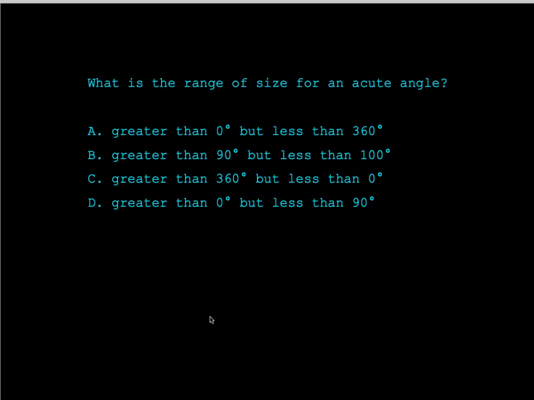What is the range of size for an acute angle? Is it A, greater than 0 but less than 360 degrees? Is it B, greater than 90 but less than 100 degrees? Is it C, greater than 360 but less than 0 degrees? Or is it D, greater than 0 but less than 90 degrees?